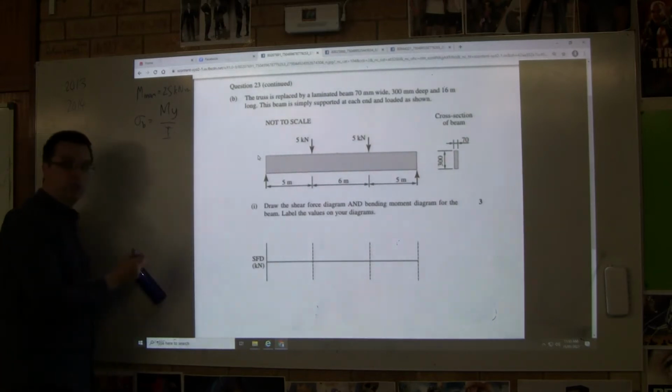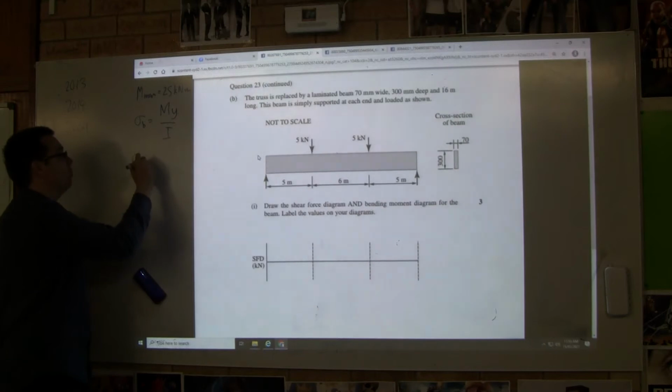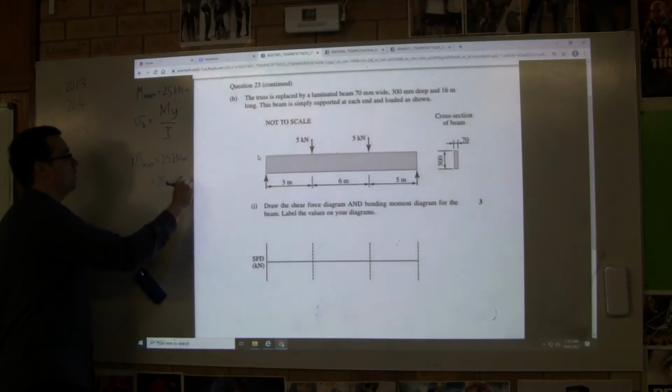Okay, so we need to know these letters. We need to know M, which is maximum bending moment, which we have there. But we're going to convert that, and we're going to say that is 25 times 10 to the 6 Newton millimeters. Are we okay with that? Yeah, we're familiar with that.